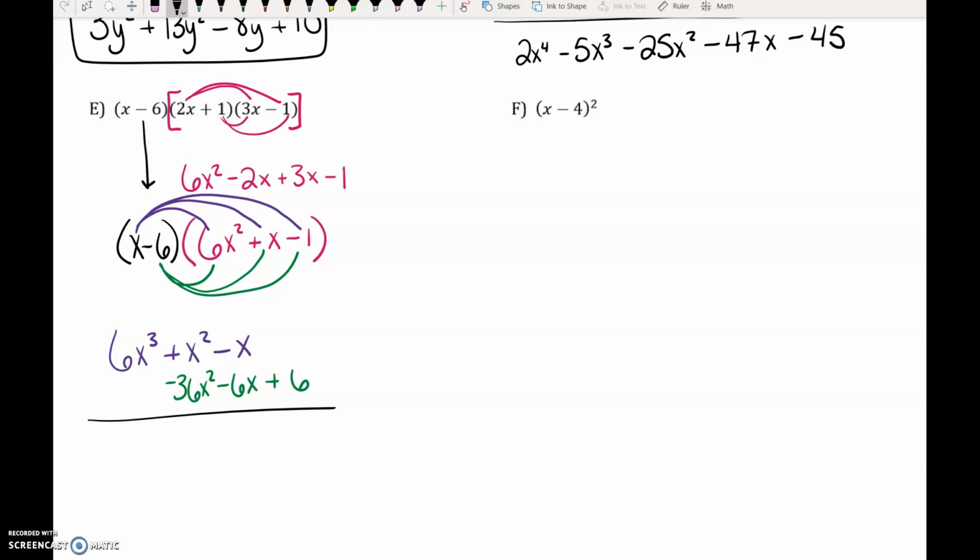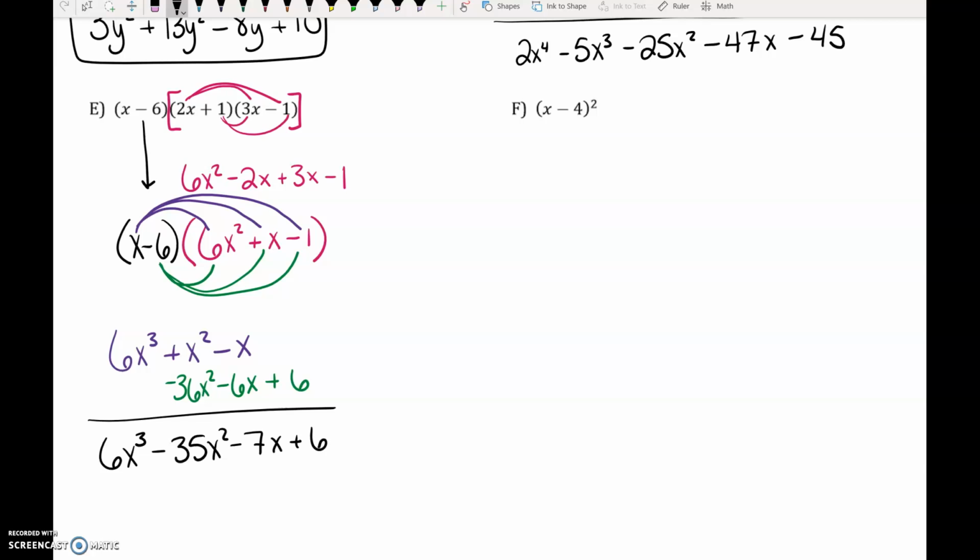You don't have to stack them. You can write it all in one line if you want to. I just know that the way that my eyes and brain work, if I write it all in one horizontal line, it's easier for me to miss a like term when I'm trying to combine them. So this is 6x cubed minus 35x squared minus 7x plus 6.